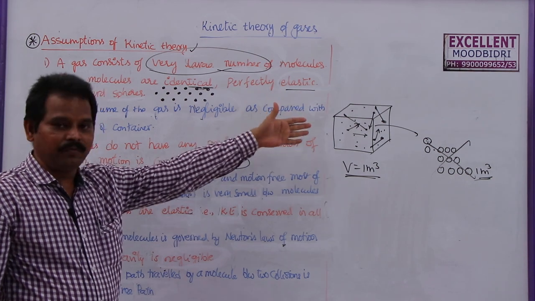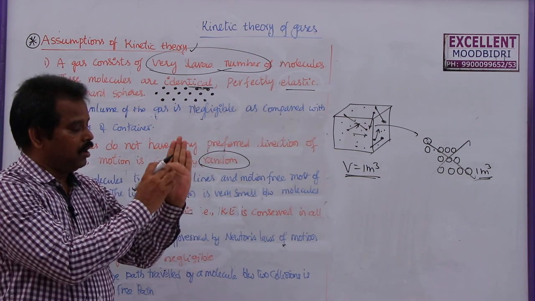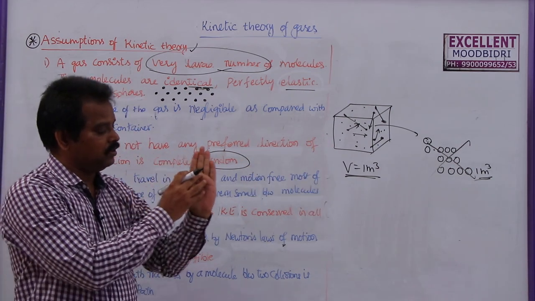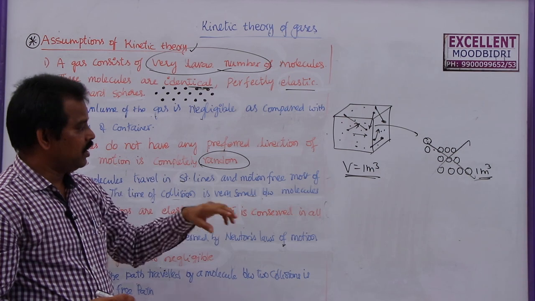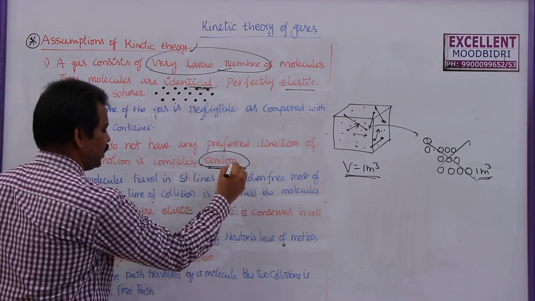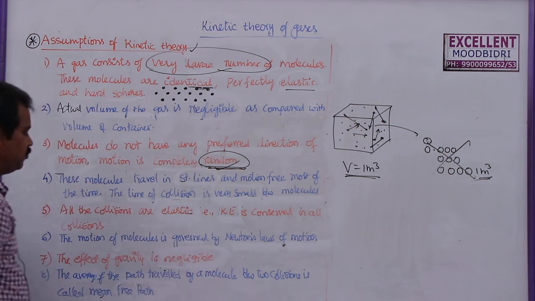In general, for a rigid body, all the molecules will move in a straight line, in the same path or in the same direction. But gas molecules will have different directions at different times, and that's why it is called random motion.